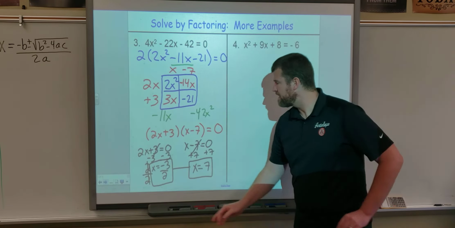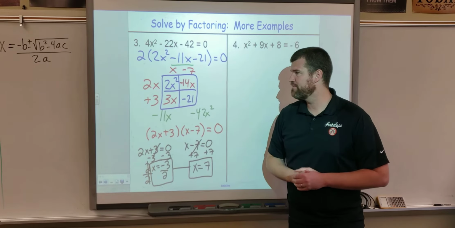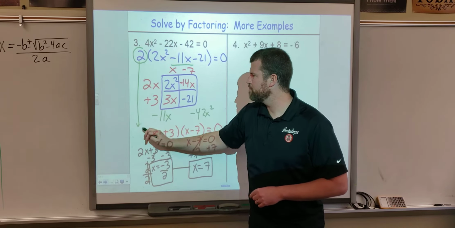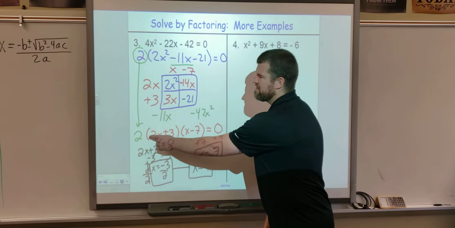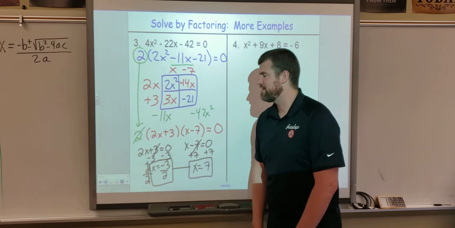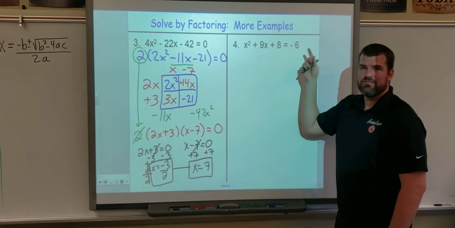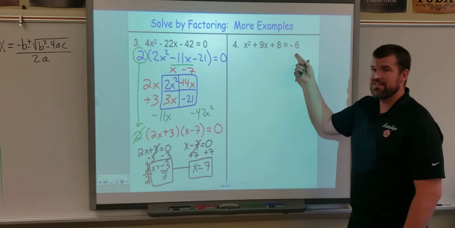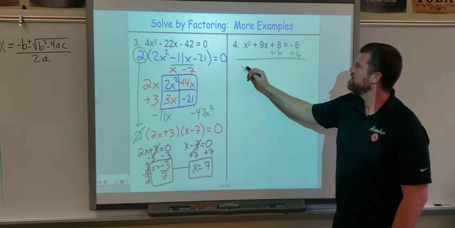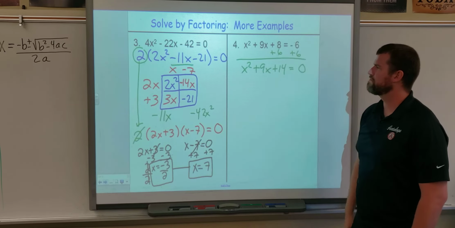Problem number 4. Step number 1 is supposed to be put in standard form. This one was in standard form, so I just went ahead and started factoring. And just a side note, this 2 here, when we factor it, we can bring it down as part of our factors, but because there was no x attached to it, we don't get a solution from it, so it actually becomes pretty irrelevant to the final solution. But anyway. All right, so back to this one. It does not equal 0, so what do I need to do? I need to set it equal to 0, so I'm going to add 6 to both sides. x squared plus 9x plus 14 equals 0.